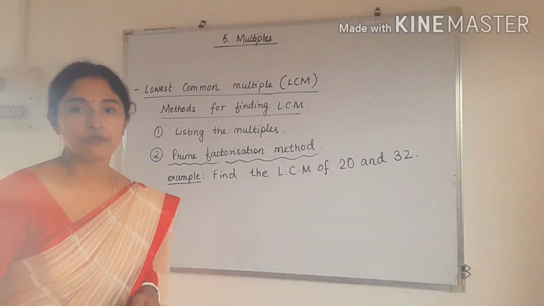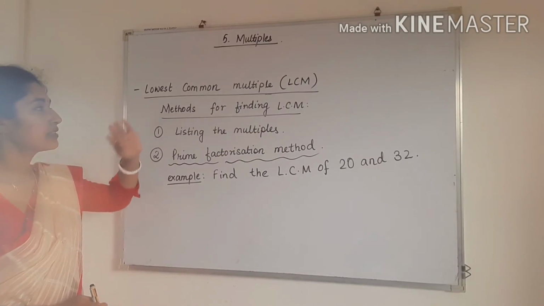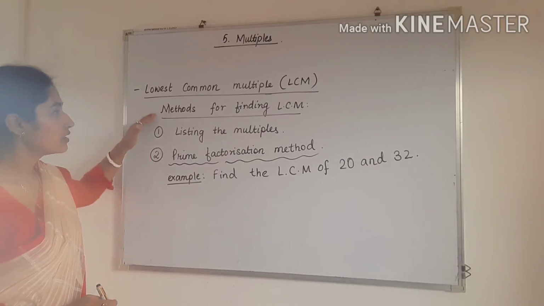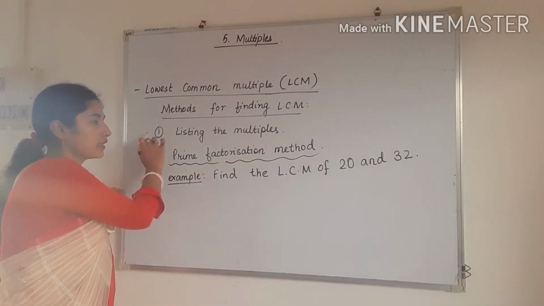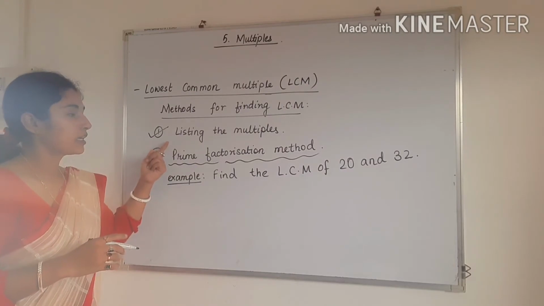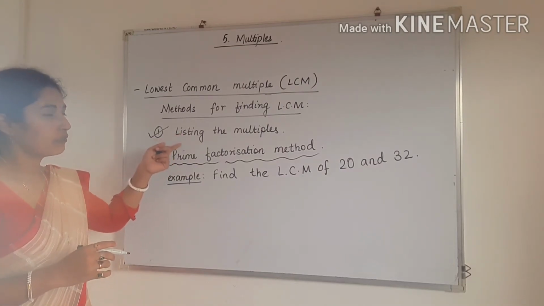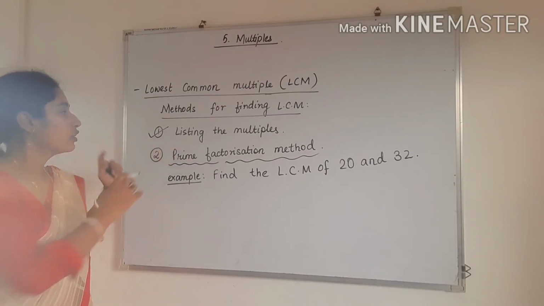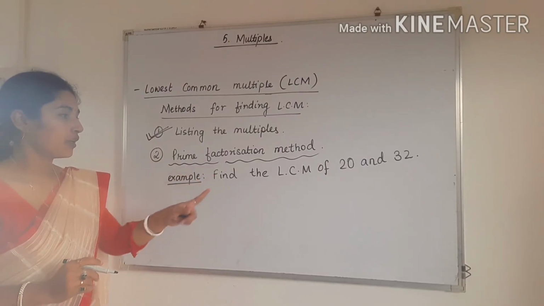So like this you have to write in your copy. The lowest common multiple is LCM. Next, the methods for finding LCM. The first method, listing the multiples, I have already discussed with the multiples of 2 and 4 in the example I gave earlier. The second method is the prime factorization method.